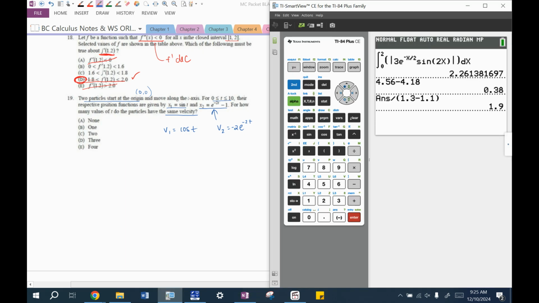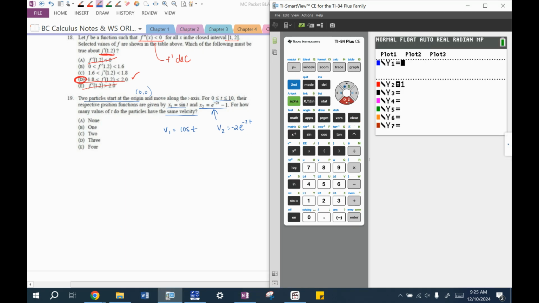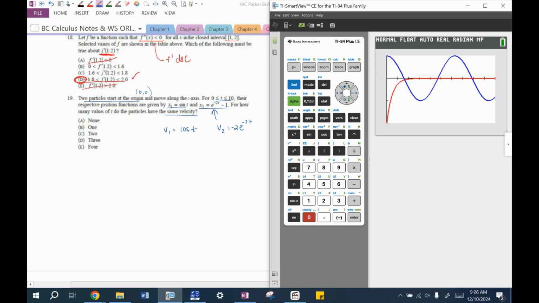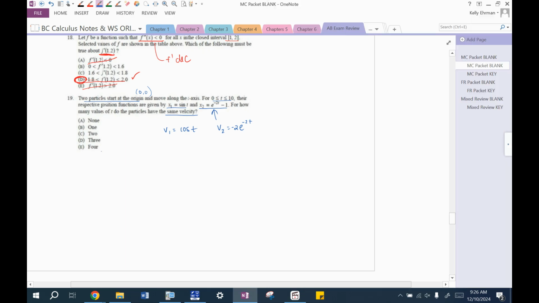So let's put those in our calculator and see where they intersect. Cosine of x and negative 2 e to the negative 2x. And they gave us a window 0 to 10. And then we're going to zoom fit. So I see 1, 2, 3. I see 3 intersection points.